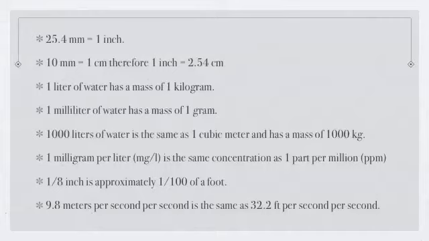The last piece actually should be flipped up on top, but it's relatively new and tough for many to get. That is 1,000 liters of water is the same as 1 cubic meter and has a mass of 1,000 kilograms by virtue of the fact that it's 1,000 liters.